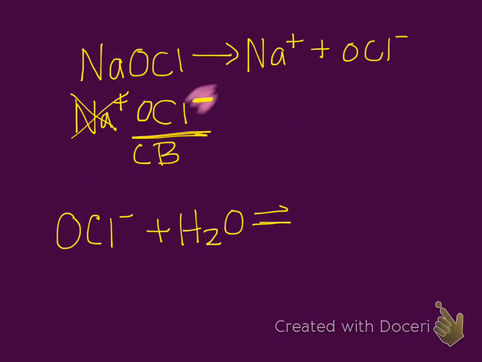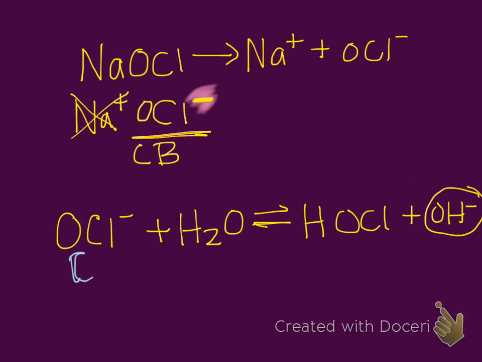In this case, if we're just dissolving it in water, it's going to accept that H plus from water. HOCl plus OH minus. That leaves us with an OH minus. So this is going to be your conjugate base. This is going to be the weak acid that it came from. And this here is your OH minus, which is what makes it basic.